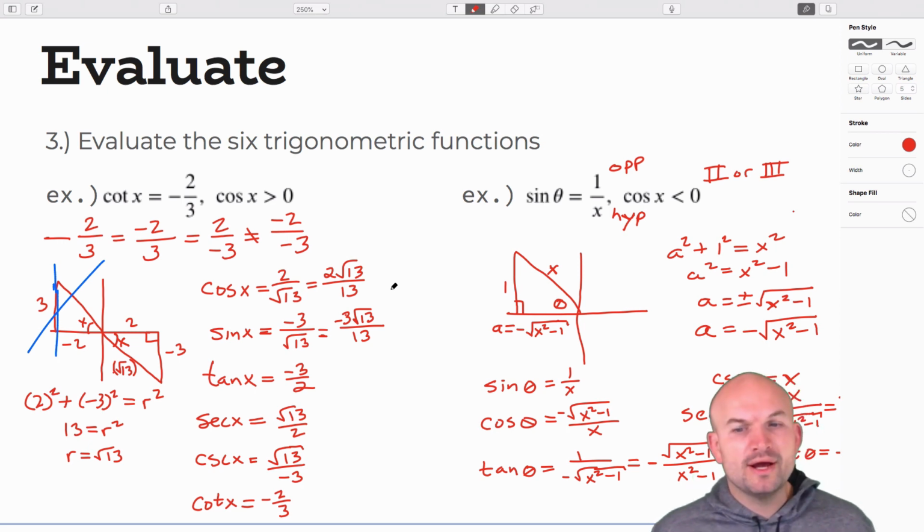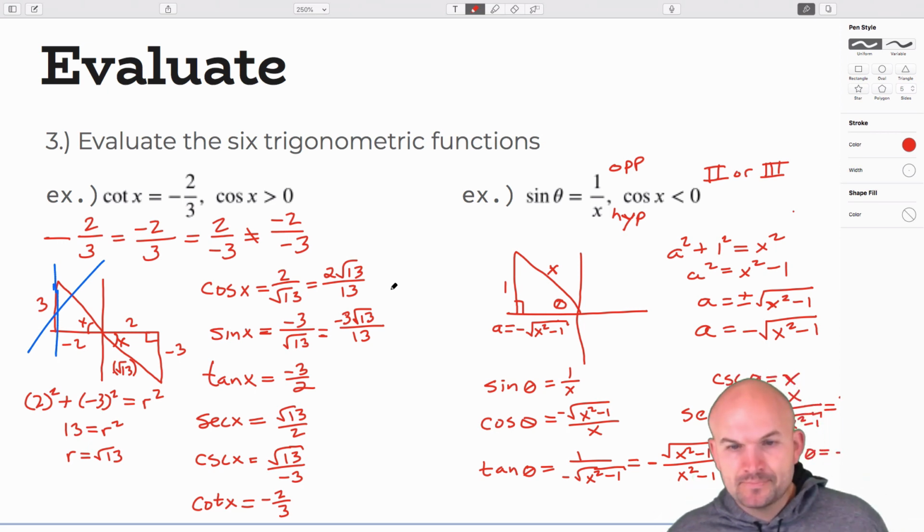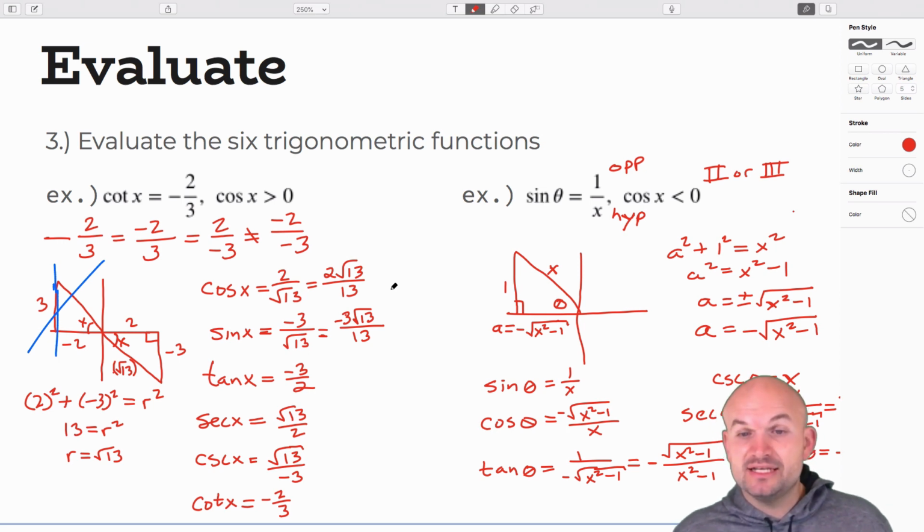However, I did want to bring up one other problem, and that is with sine of theta equals 1 over x, where cosine is less than 0. This is a problem that we're going to be doing a lot of in this chapter. It's something we're going to tackle at the end of the unit, but I wanted to present it to the students for 2 reasons.